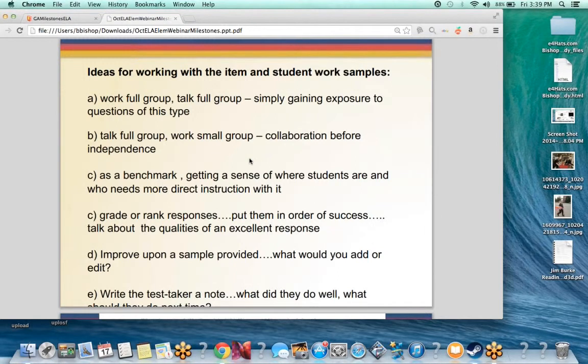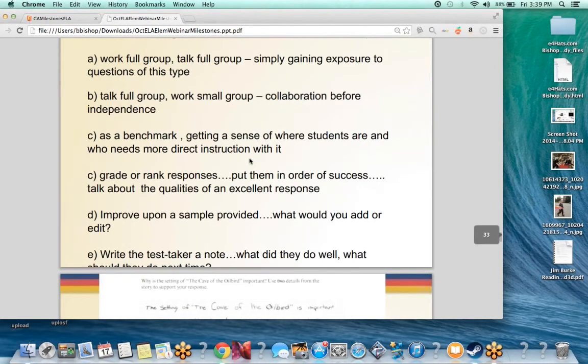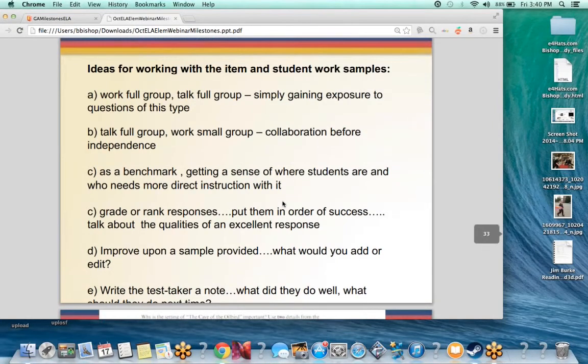You could hand them any of them, actually, and have them add to it or edit it to improve. Or you can have them write the test taker a little note and tell them what they did well or what they should do next time.